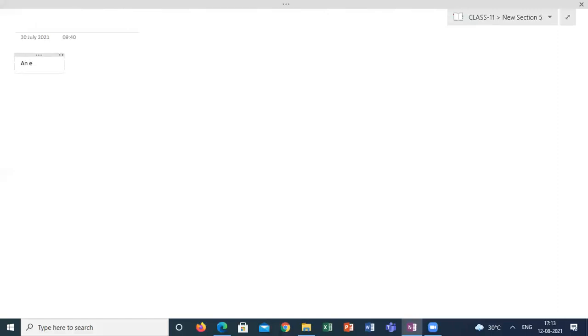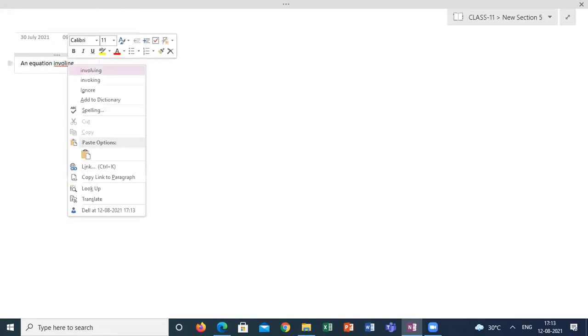An equation involving trigonometric ratios. An equation involving trigonometric functions, not trigonometric ratios, trigonometric functions, is called a trigonometric equation. Simple.